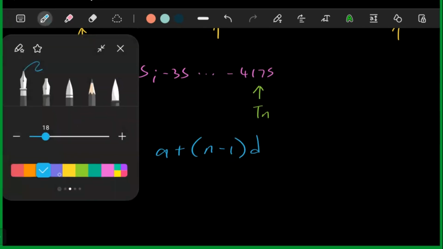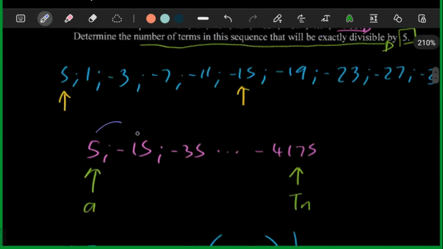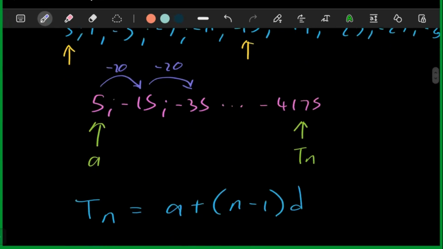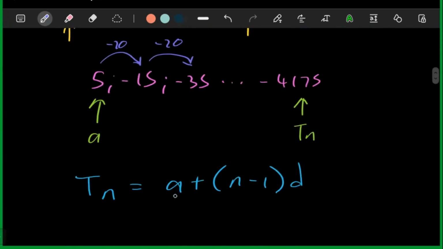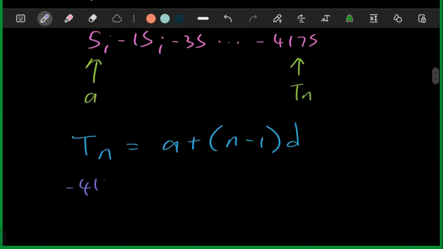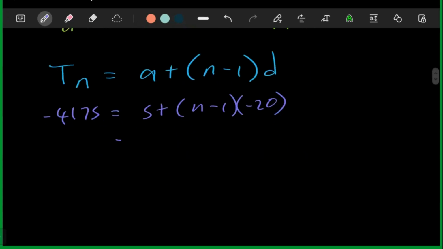Now for this sequence, our common difference is quite straightforward. It looks like it is minus 20. Yeah, minus 20 all the time. So we have d, we have a, and we have Tn, because we want to find the position of Tn. So negative 4,175, a is 5, n is n, d is negative 20. So multiplying inside this bracket, you're going to have 5 minus negative 20n and then plus 20.